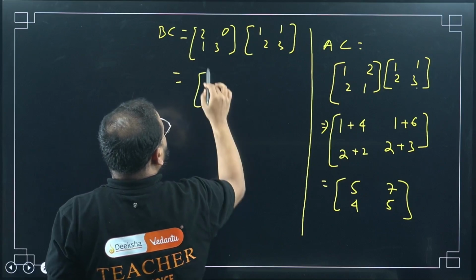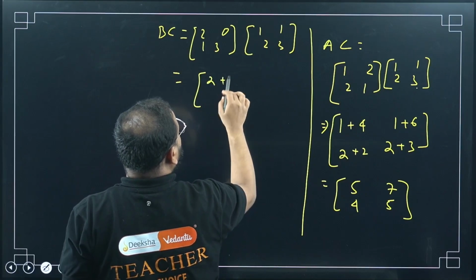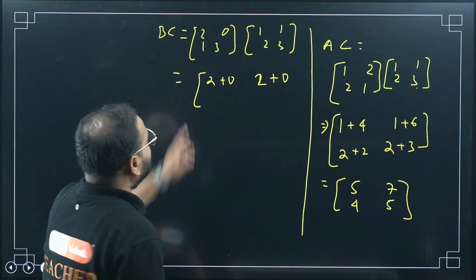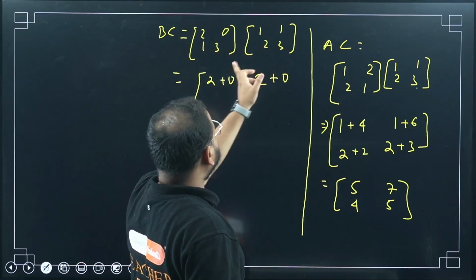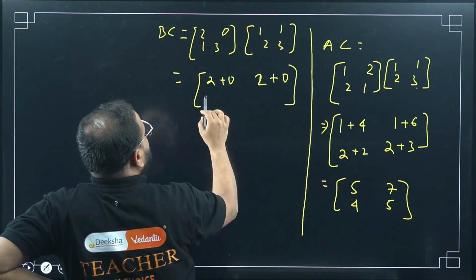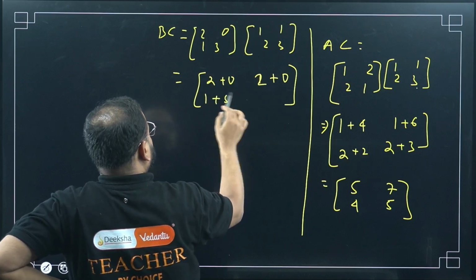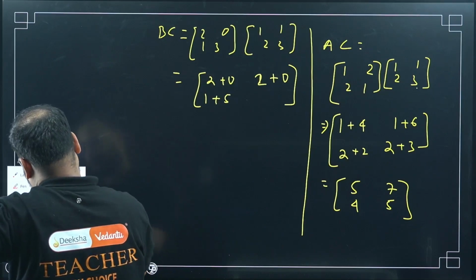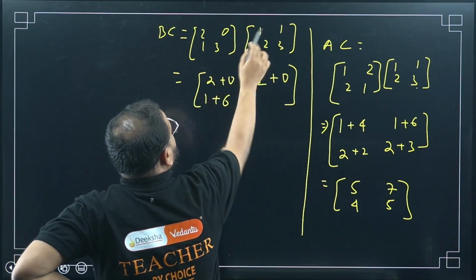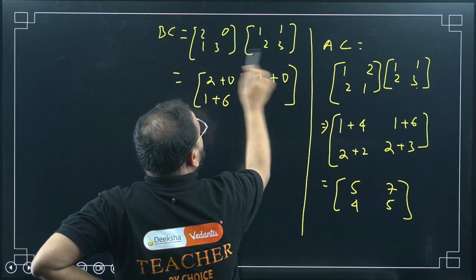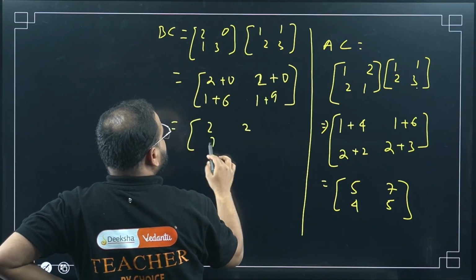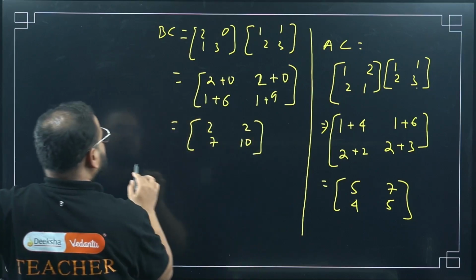First row, first column. So it will be 2 plus 0. Again 2 plus 0. Correct? 2 into 1 is 2, and 0 into 2 is 0. 0 with something will be 0 only. Check here, 1 to 1 will be 1, 3 to 2 is 6. 1 to 1 is 1, 3 to 3 is 9. Simplify and get this answer: 2, 2, 7, 10. Okay. Now add this AC plus BC.